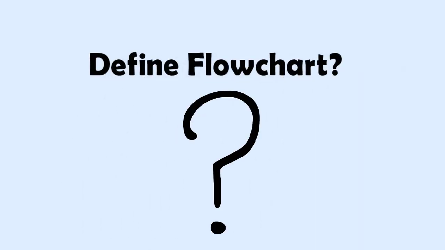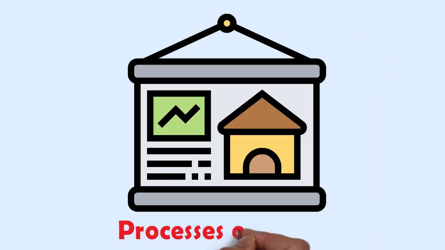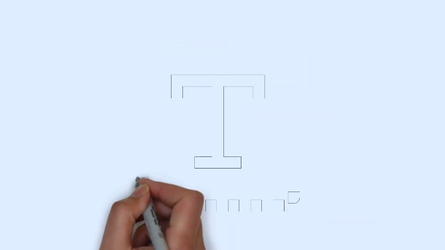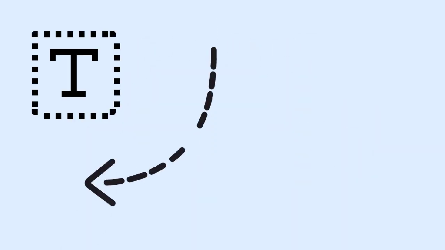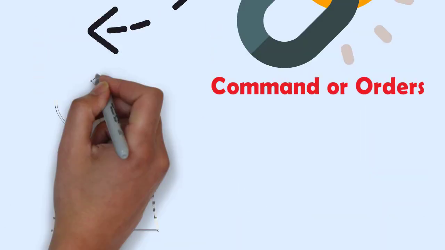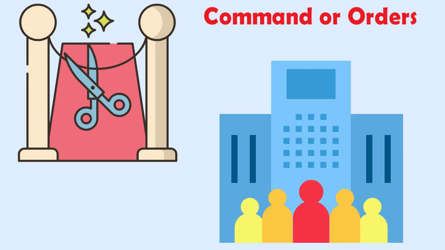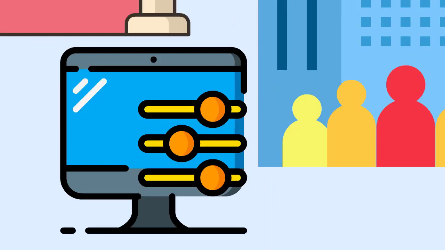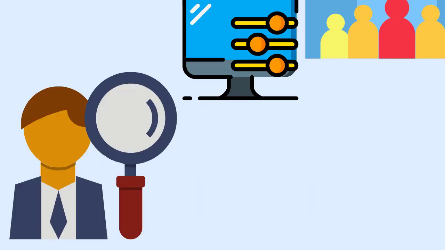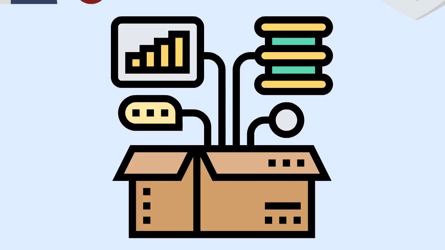Define flowchart. Flowcharts are diagrams that create a visual representation of processes or events, usually through text boxes and arrows representing chain of command or order of events. Flowcharts are useful in detailing a company's internal controls or any other related process. They also enable the auditor to identify areas where internal controls are required.